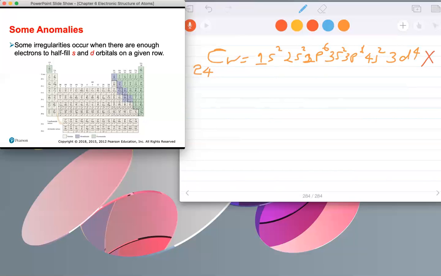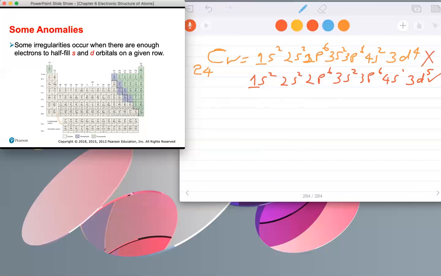The correct answer is 1s2, 2s2, 2p6, 3s2, 3p6, 4s1, and 3d5. 3d5 is correct. You promote one electron from an inner subshell to the outermost for chromium.